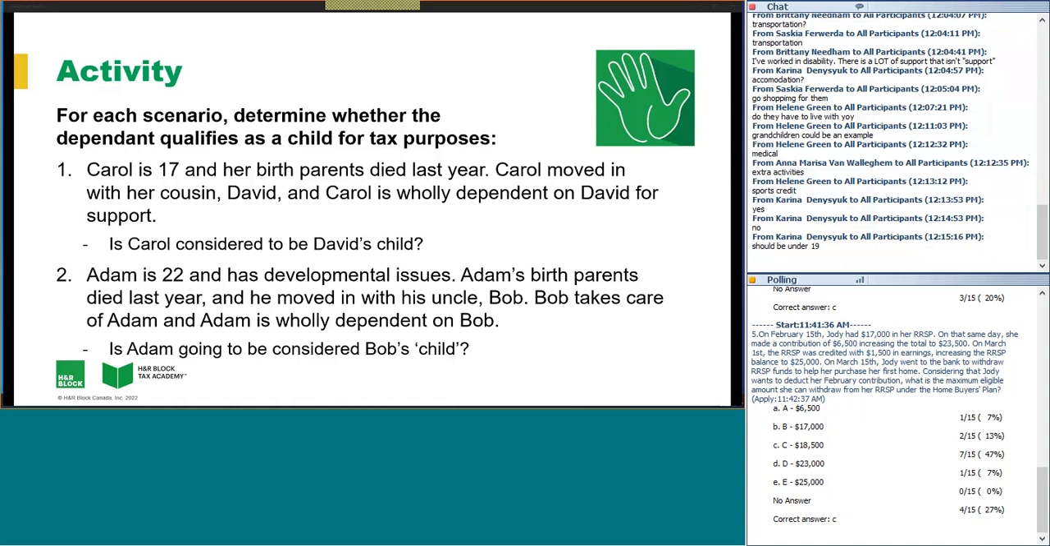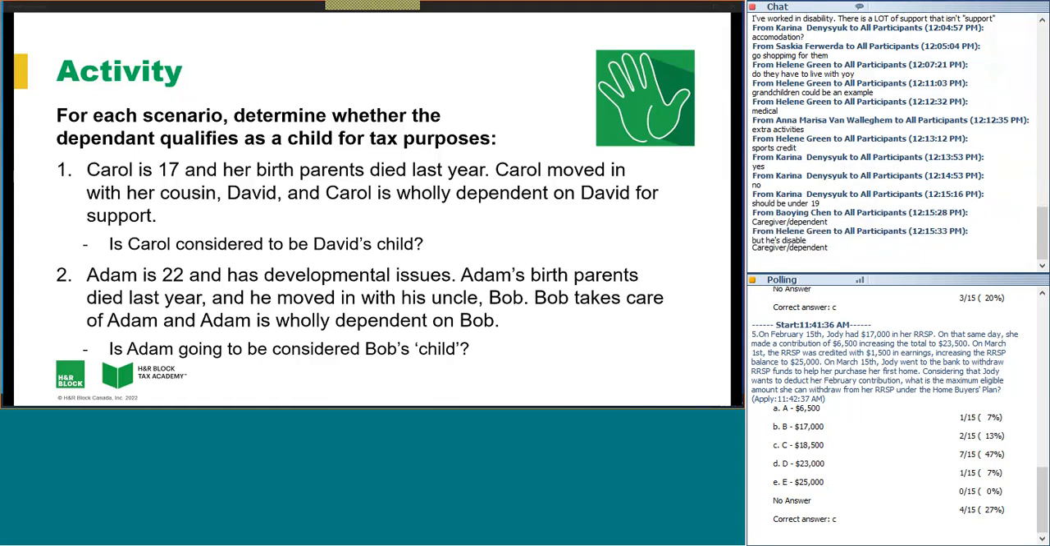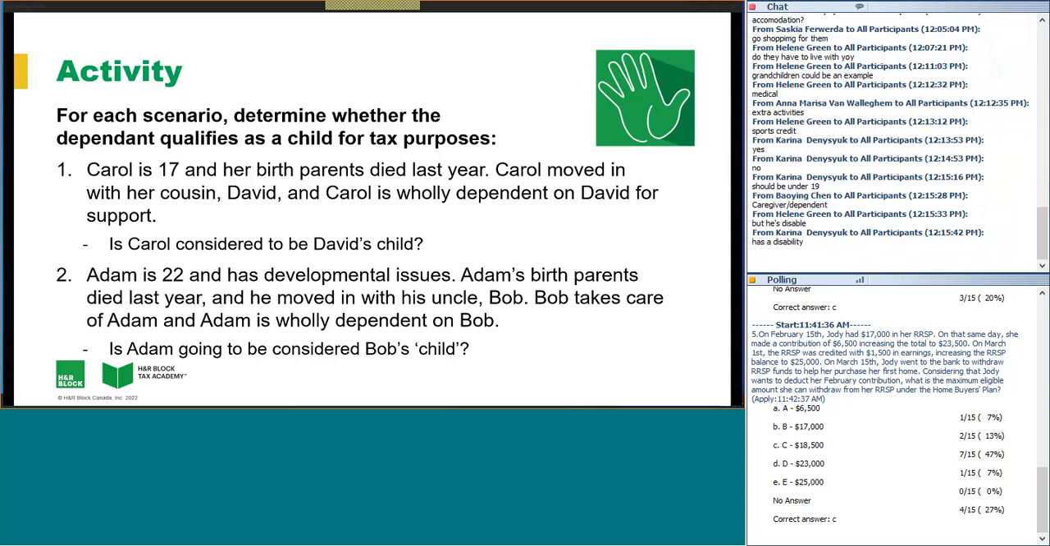Karina says he should be under 19. I agree. He should be under 19. If he's not under 19, he is not a child. What is he? He's still a nephew. He is still Bob's nephew. He may be a dependent of Bob, but the determination of his dependency is going to be on the relationship of nephew and uncle, not on a child-parent relationship. And that is going to be important later on in today's class.